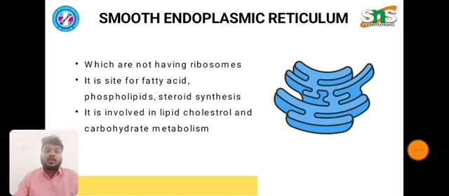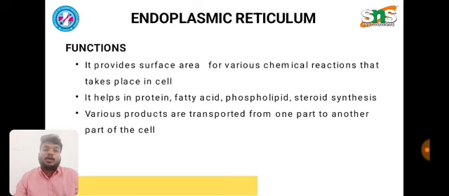And if you see the smooth endoplasmic reticulum in the picture, it is very smooth and flattened, so it will not have ribosomes, whereas the rough one will have RNA. Since it has no ribosomes, it is a site for fatty acid, phospholipid and steroid synthesis. It is involved in lipid, cholesterol and carbohydrate metabolism.